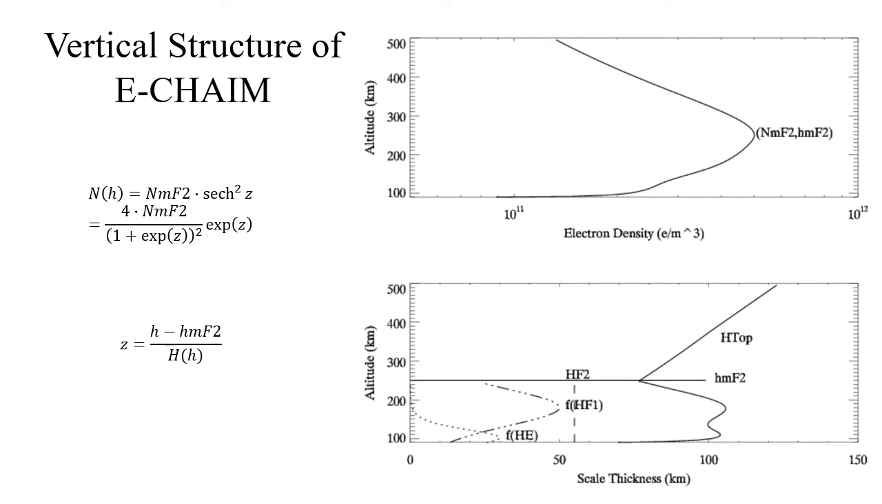In terms of the vertical structure of the model, E-CHAIM models electron density as a single layer based on these Epstein functions, or I guess a hyperbolic secant squared layer that's anchored at hmF2 and NmF2, or the peak height and peak density of the ionosphere. And then off of that, we use vertical structuring of the scale height, or the scale thickness of the ionosphere, as what we actually model.